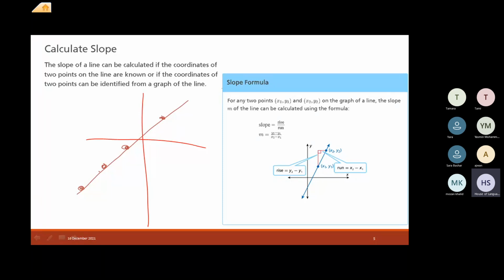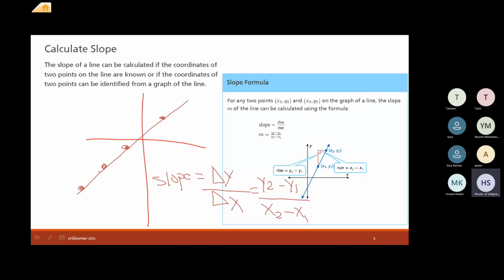Now, to find the slope is delta y over delta x. Delta means difference in Greek, I think. Difference of y over the difference of x. So the slope is the difference of y over the difference of x. What do I mean by difference of y? It means y2 minus y1 over x2 minus x1.